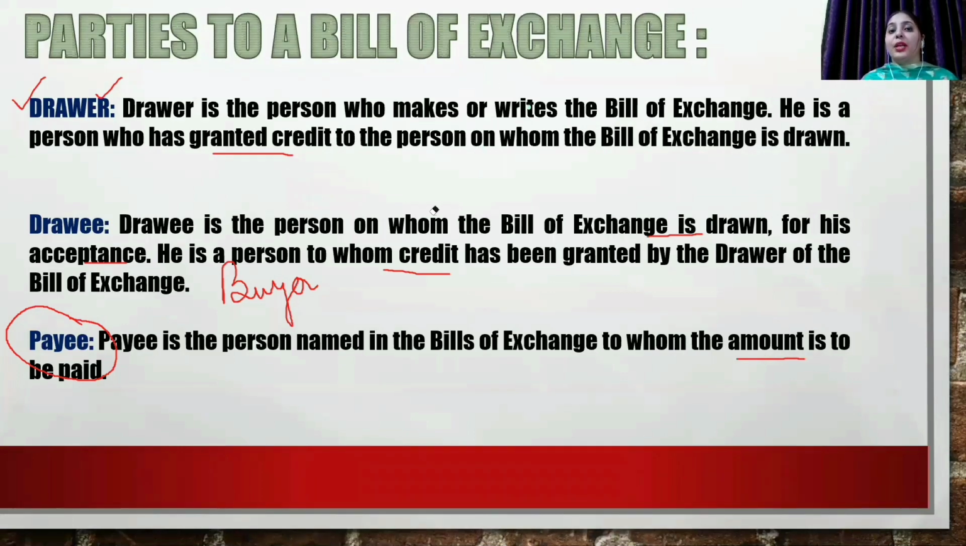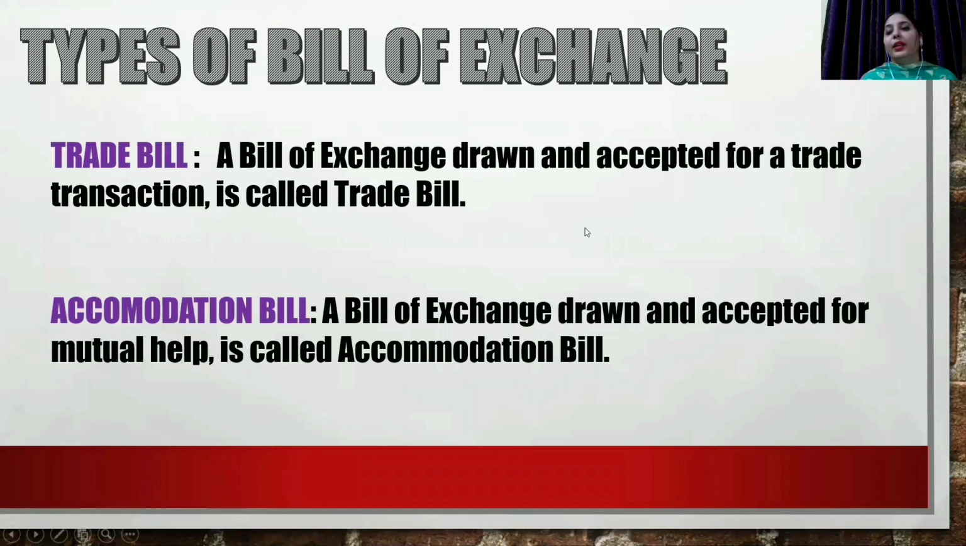Negotiable means transferability. A document which is transferable in nature means one which can be negotiated, transferred to someone else. There are two types of bills. One is the trade bill. When goods are actually being traded, then a trade bill is issued. It is being prepared.